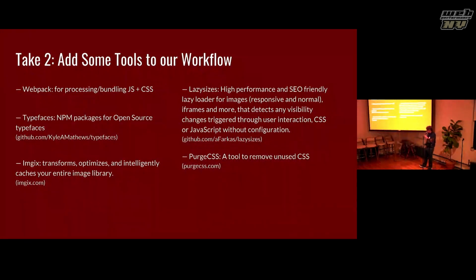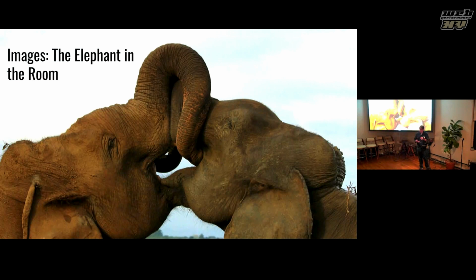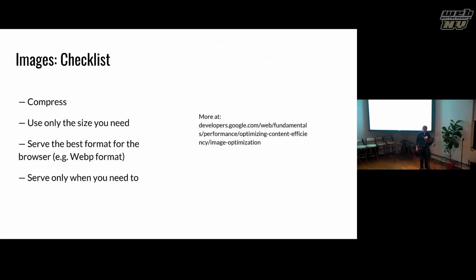ImageX is a CDN just for images, and it allows you to manipulate your images very easily. Lazysizes for only loading our images when we need them. And PurgeCSS, a great tool to make sure that we're only delivering the CSS that we're actually using on our page. So images, let's do images first because images are really big, right? And we've got to deal with them.